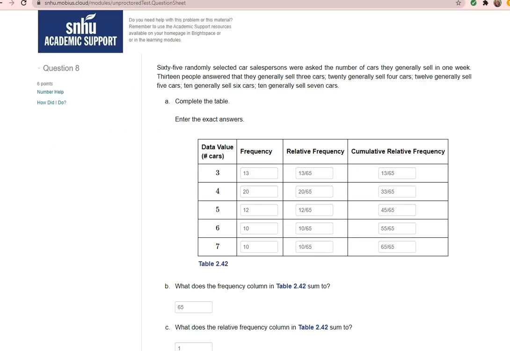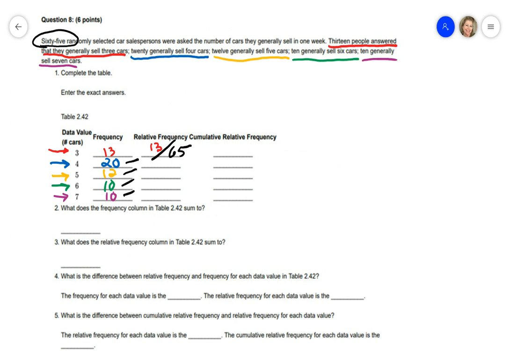I don't know yet if Mobius is going to count it wrong because I didn't reduce them, because some of these could be reduced down. However, when you go to do the next column, the cumulative relative frequency, which I don't think I can draw on this. Nope, I can't. Okay. When you go to do this last column here, relative cumulative, you're basically just adding up as you go.